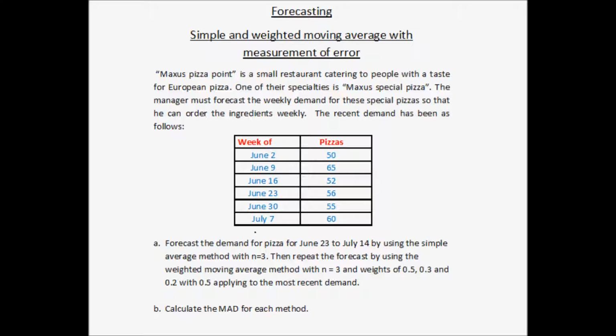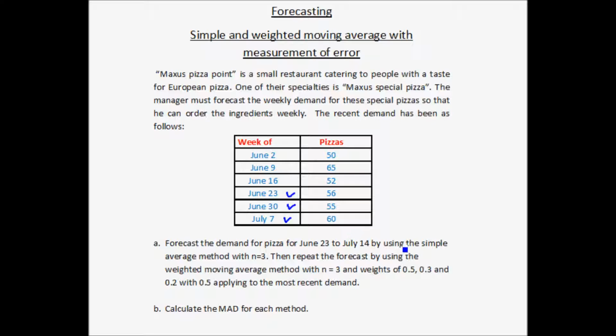So basically what we are being asked to find out is the forecast for the week of June 23rd, June 30th, July 7th and July 14th. Now we have been given the actual demand for these 3 weeks. However, we want to find out the forecast that would have been expected based on the previous 3 weeks of data, and also the forecast for the next week, which is the week of July 14th.